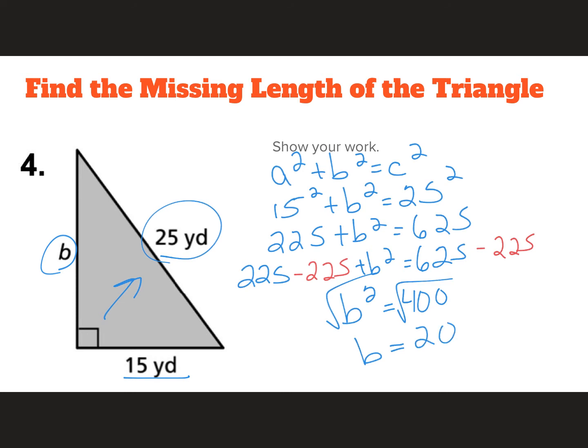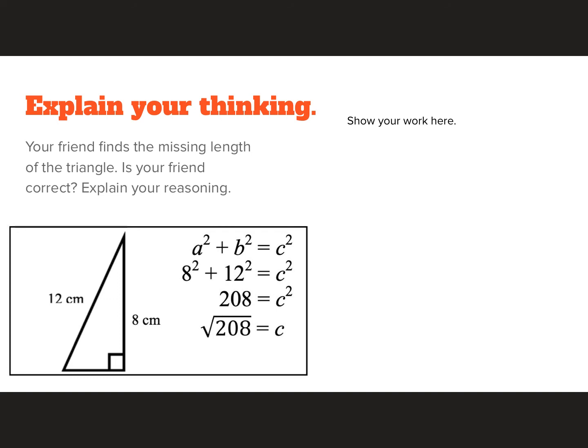Again, nice and easy. Okay, so now let's look at some of these where we're asked to explain. Your friend finds the missing length of the triangle. Is your friend correct? Explain your reasoning. So here is the triangle my friend's looking at. I have a side that's 12, a side that's 8, and a side I don't know.